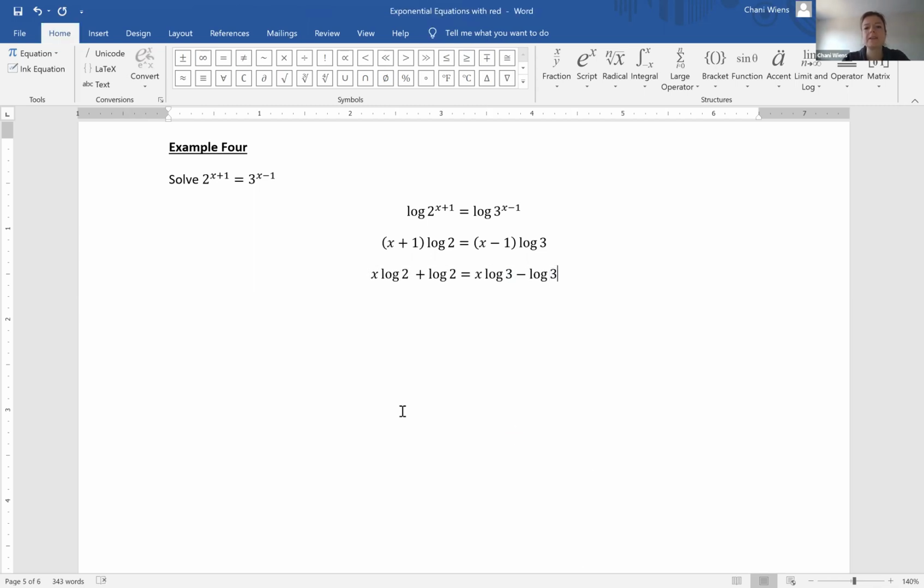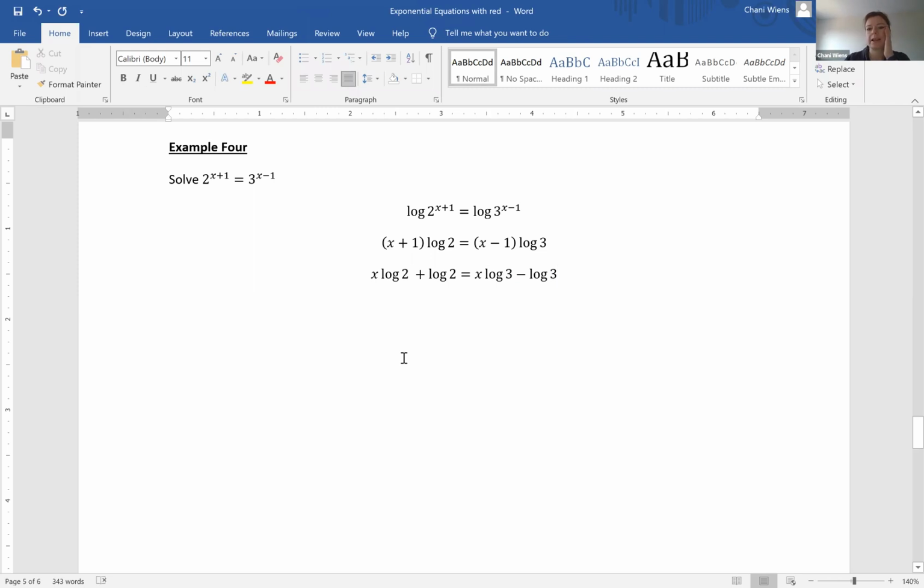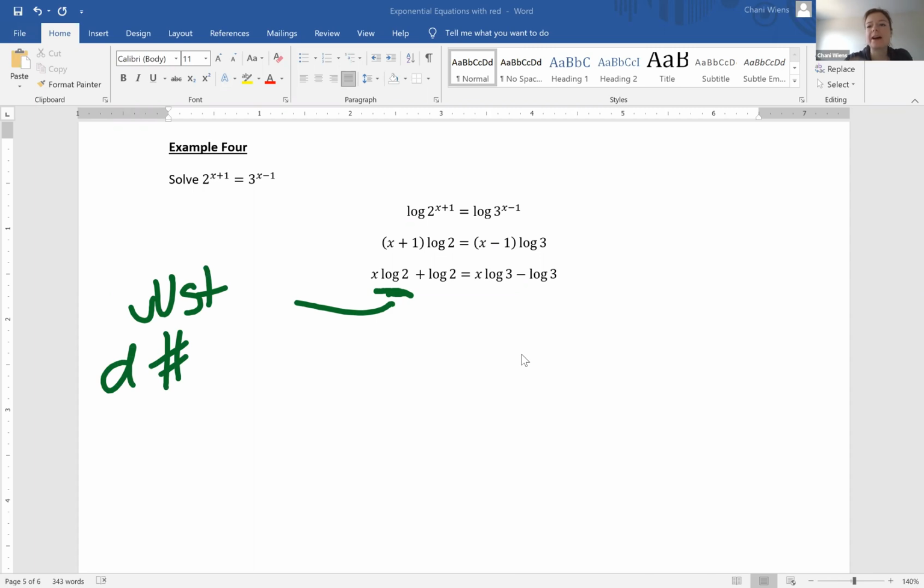Now this is where students often get up to here and then they're like, how on earth do I solve for x? There's an x on the left, there's an x on the right, there's logs, what do I do? So let's go back to the good old days of grade 9. Remember that log 2 is just a number. We only have one variable here and everything else is numbers. They just don't look like numbers because we're not used to seeing that.